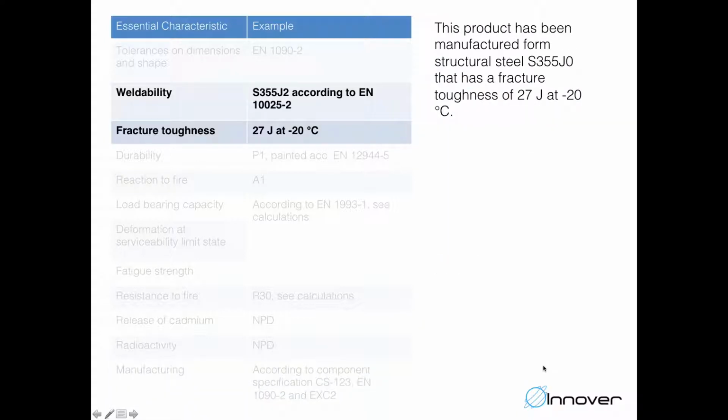Then, this product was manufactured from structural steel S3550J0 that has a fracture toughness of 27 joules at minus 20 degrees centigrade. Well, actually, J0 means at 0 degrees centigrade and not minus 20 degrees centigrade. So we are declaring in the CE mark the product that we use to manufacture our structural steel product.